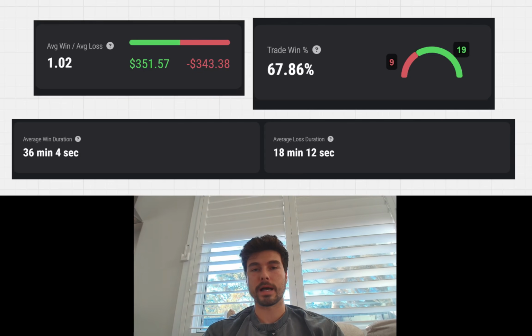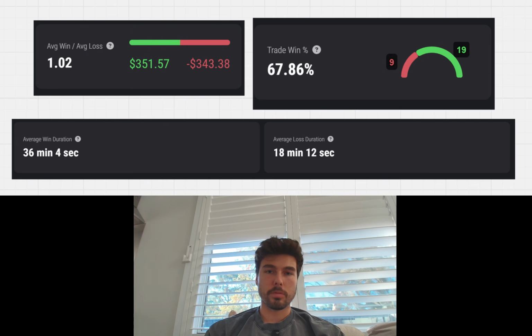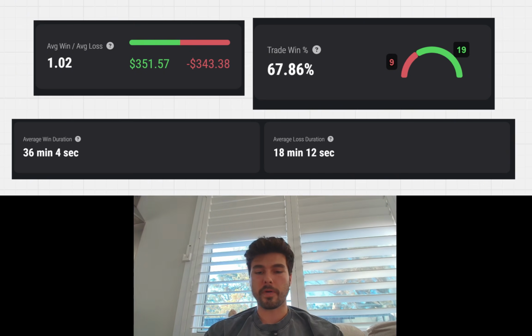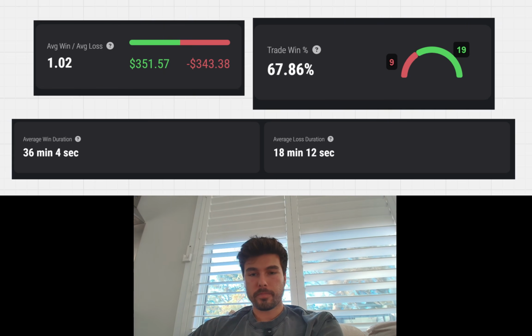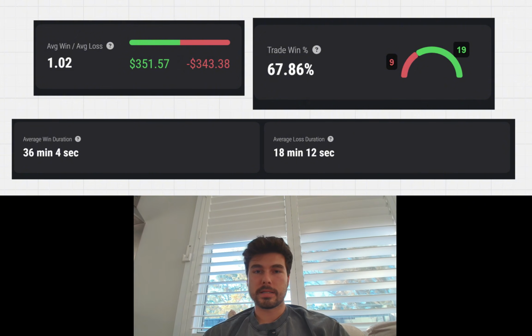So on the screen here, you'll see my stats from a TopStep account I've got. Now, I'm rocking about a 1-to-1 risk to reward, as you can see, about a 67% win rate. Now, with these stats, you need to take this a step further, right? A 1-to-1 and a 60-70% win rate is profitable, but you can also be profitable with a 1-to-1 risk to reward and a 55% win rate. But how is it the case?